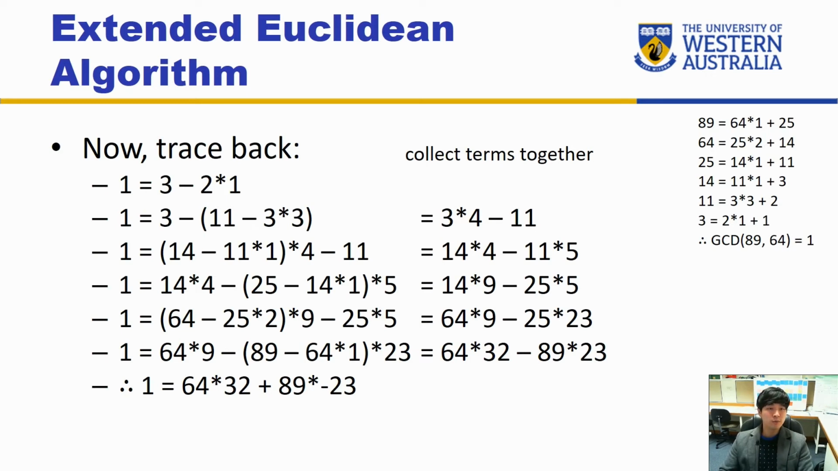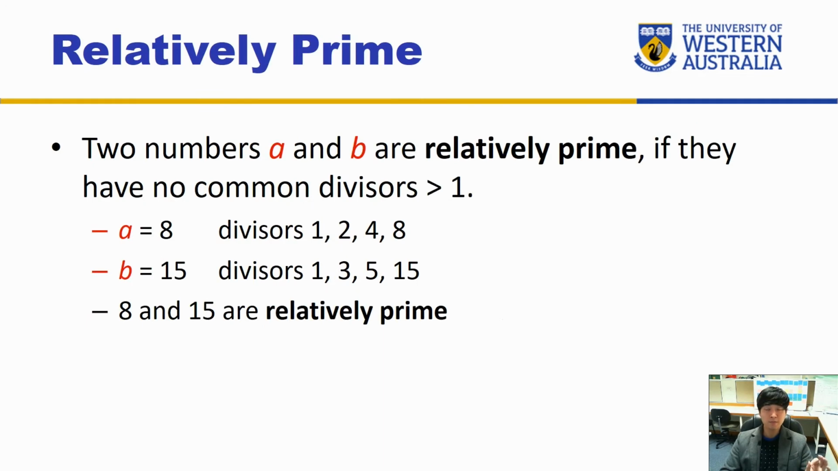Then you keep repeating this until you end up with the terms you began with, values a and b. So 64 and 89 were our values a and b. Then our multiplicative factors are 32 and negative 23. This will become very important later when we do the multiplicative inverse, so just keep that in mind.